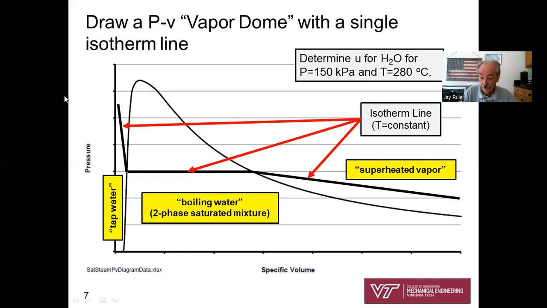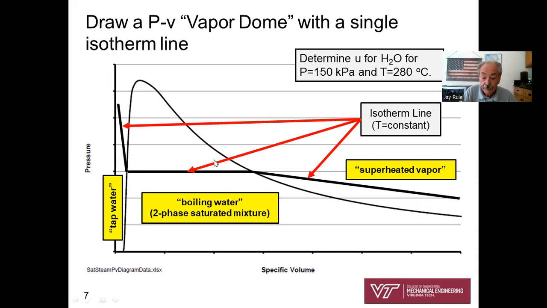Step one, draw a PV diagram, vapor dome, and a line of constant temperature. You got to commit this to memory. What is a line of constant temperature, an isotherm? What does that look like? It starts out high for low specific volume and it swoops down until it intersects the dome. Then it goes across horizontal because it's boiling water, for example.